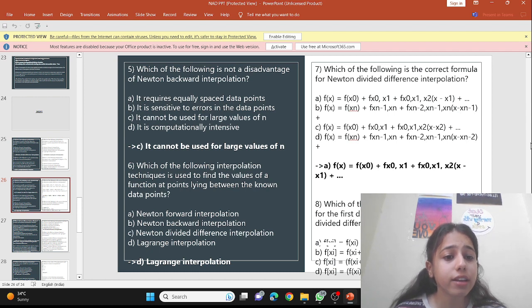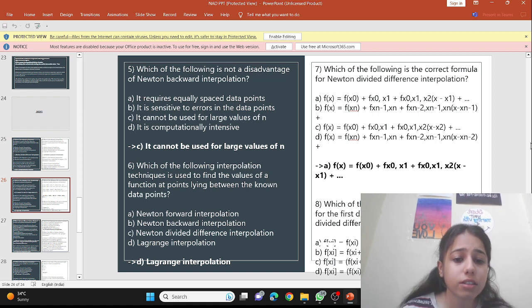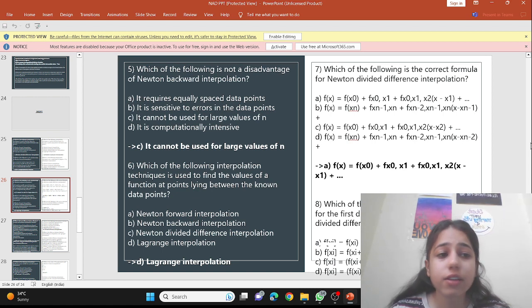Seventh question is, which of the following is the correct formula for Newton divided interpolation? As we know, the correct formula for Newton divided interpolation is f(x) is equal to f(x0) plus f(x0, x1) plus f(x0, x1, x2) into (x minus x1) plus and so on, and the option which matches this formula is option A. So the correct option for the seventh question is A. f(x) is equal to f(x0) plus f(x0, x1) plus f(x0, x1, x2) into (x minus x1), and so on.